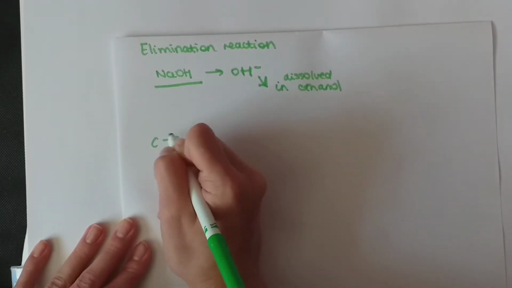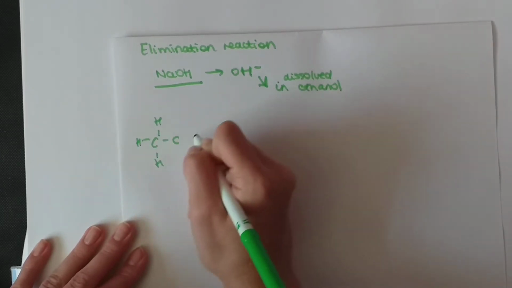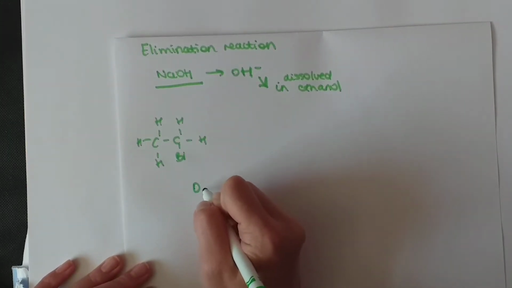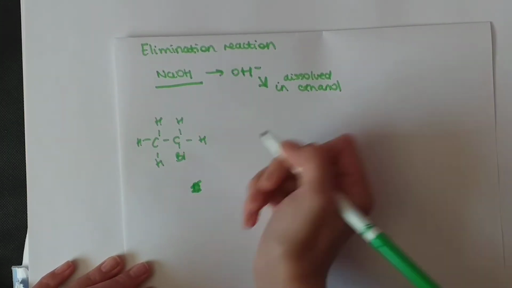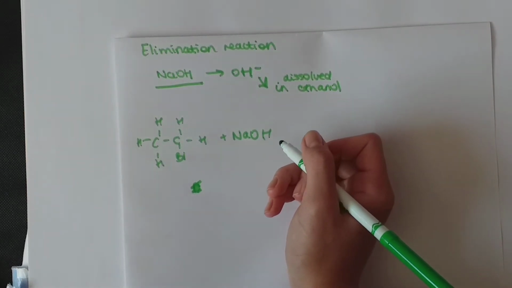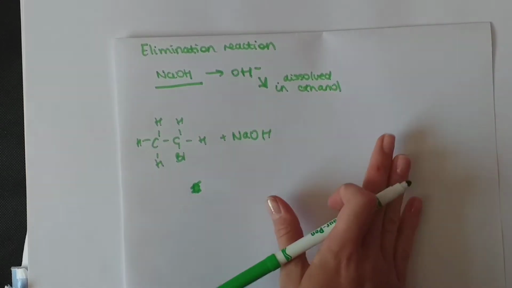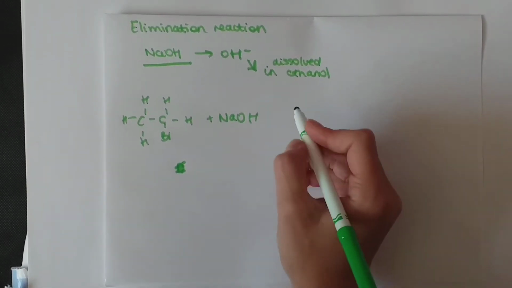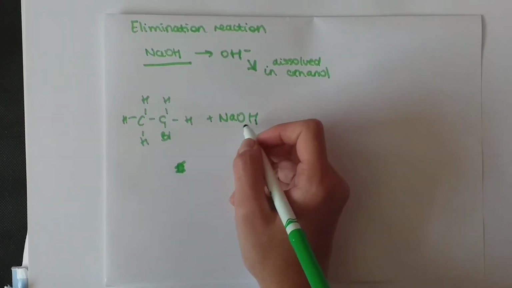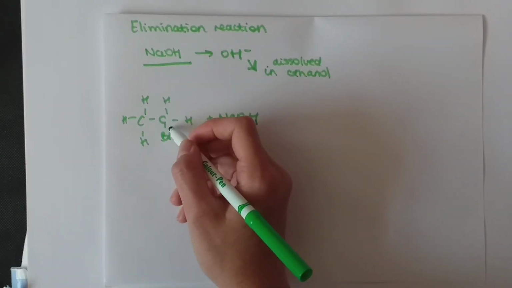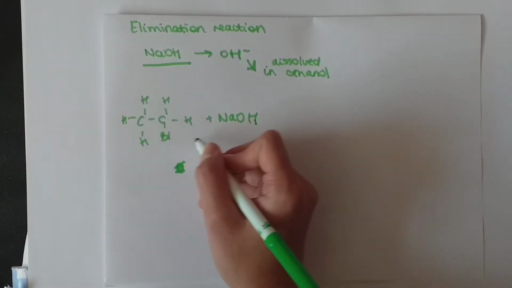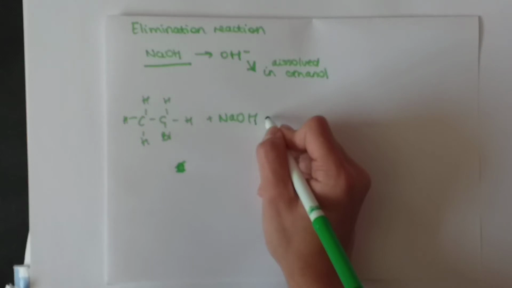So again, we get a halogenoalkane. Let's use Br this time. We have our NaOH. There's not really a mechanism you need to know for this equation, so you just need to know the equation and what happens in it. So you need to know that you use NaOH, but what actually reacts with the halogenoalkane is the OH minus ion.